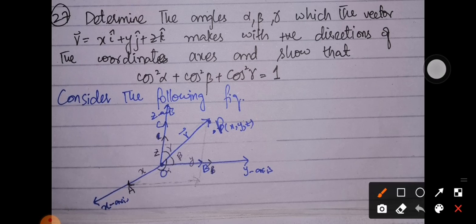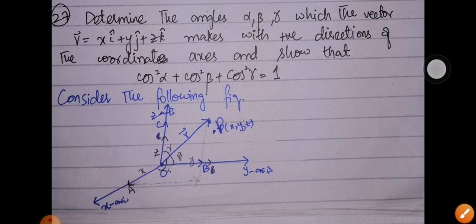So basically we are given the vector v with the x, y and z corresponding components. Let's suppose this is my vector v, and it is making angle alpha with the x-axis, beta with the y-axis and gamma with the z-axis. Again, the vector is in space, not in any plane. So let's suppose the terminal point has the coordinates x, y and z, that is, the x component is x, the y component is y and the z component is z.